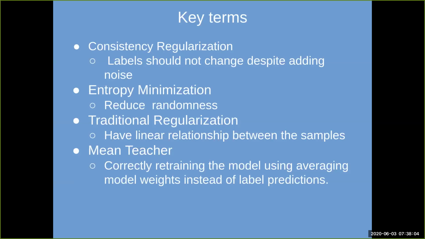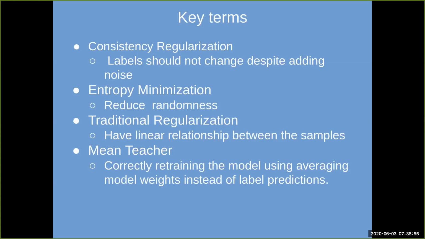Now the entropy minimization basically means that we need to reduce the randomness in the prediction of the unlabeled data, or the classifier decision boundary should not pass through the high density region of the marginal data distribution. This is done by outputting low entropy prediction on the unlabeled data. So MixMatch also implicitly achieves entropy minimization by adding a loss function and using a sharpening function on the target distribution for unlabeled data.